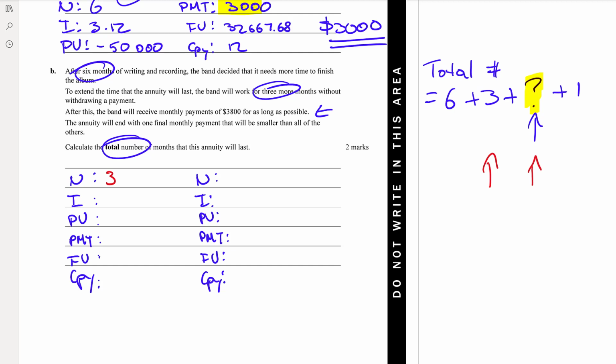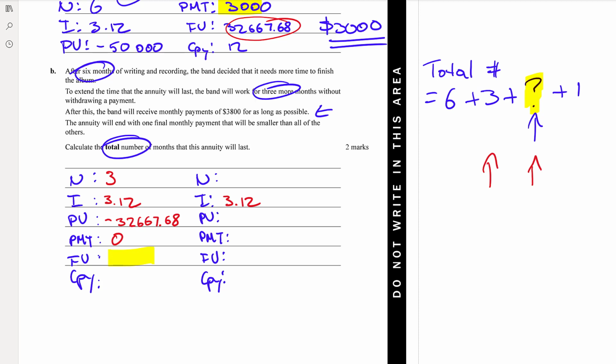Second part is going to be 3.12 because that hasn't changed. And let's actually just say that's the same here. That doesn't change through both of these. Now our PV is actually going to be this value here that we've talked about, because that's what it is after the 6 months. But now it's going to be negative because in this case we've had it in the bank. We're now giving it back to the bank. So let's put negative 32,667.68. Our payments are 0 because we're not paying anything into it. Our final value, well, that's actually what we want to find out.